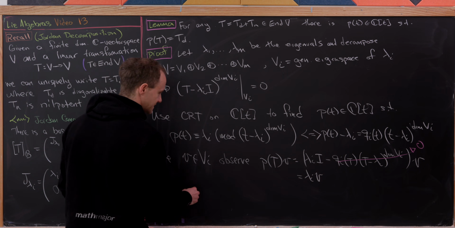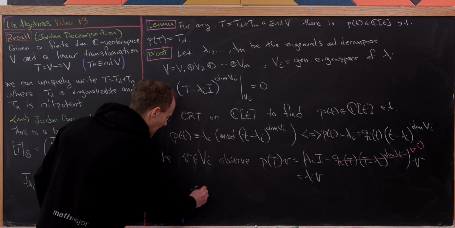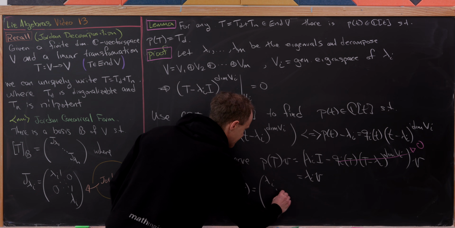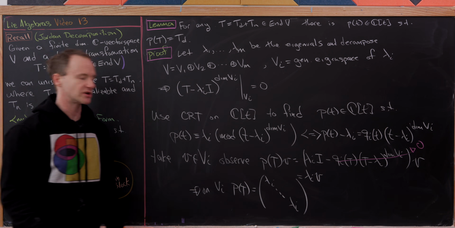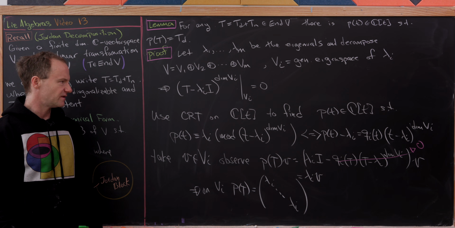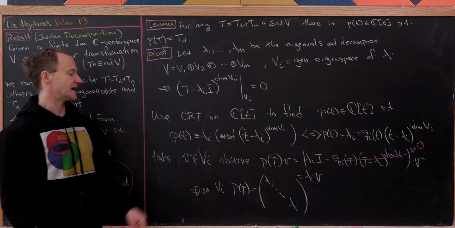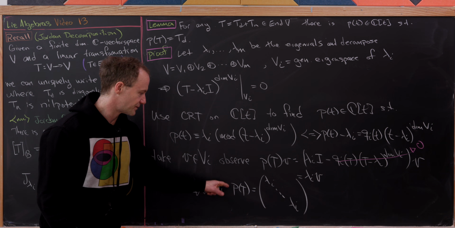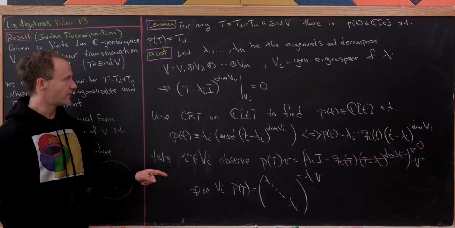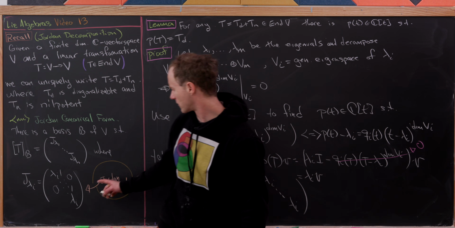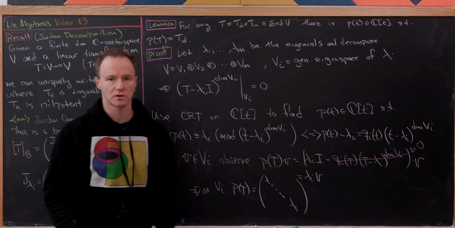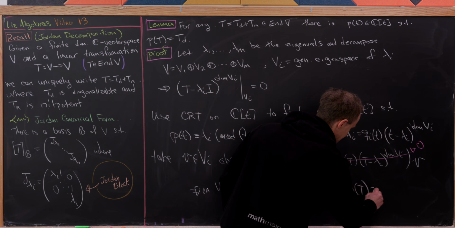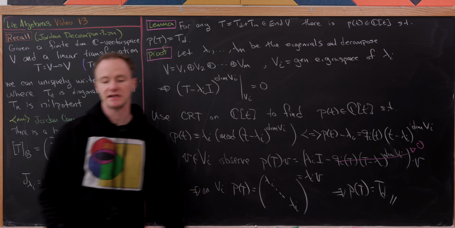But what does that tell us? That tells us that on Vi, P of t looks like simply the diagonal matrix with a bunch of lambda i's. Then if we glue all of these Vi's together, we'll have a diagonal form for the expansion of this polynomial, and that diagonal form is exactly the diagonal form described down here by the Jordan canonical form. In other words, that gives us P evaluated at t is equal to TD as needed.